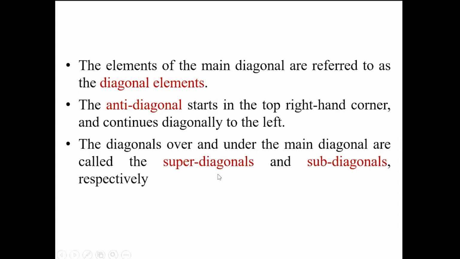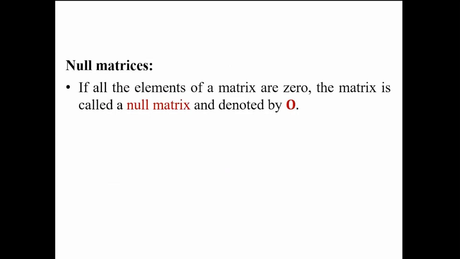And then the right diagonal is the anti-diagonal. We also mentioned super diagonals and sub diagonals. The diagonal that is above the main diagonal is called the super diagonal. The one that is immediately below the main diagonal is called the sub diagonal. Some of these terms are used often in linear algebra, which we need to know in case we are reading materials that use them. Here we mention null matrices, that is matrices that have all 0 elements.